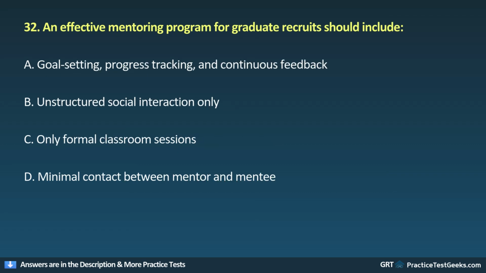An effective mentoring program for graduate recruits should include A. Goal setting, progress tracking, and continuous feedback. B. Unstructured social interaction only. C. Only formal classroom sessions. D. Minimal contact between mentor and mentee.